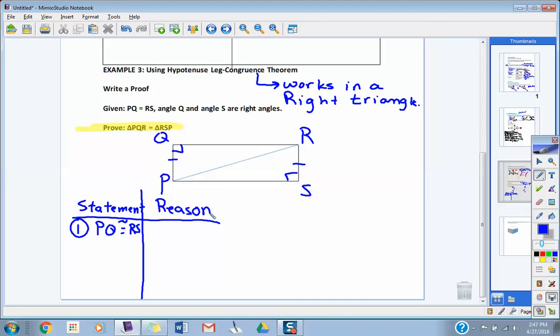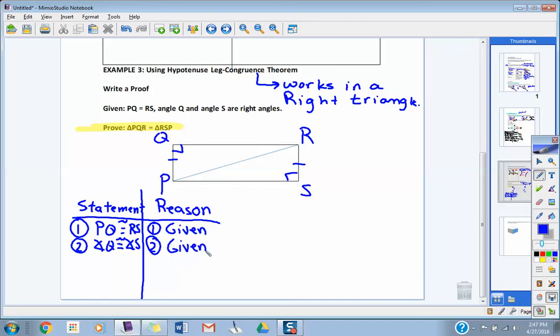Okay, what are you going to do for here, guys? What are you going to call this over here? Given. It's given to you. Okay. So PQ is equal to RS. And angle Q and angle S are right angles. Okay, angle Q. So angle Q is going to be congruent to angle S because that was given too, right? Yes. Correct.